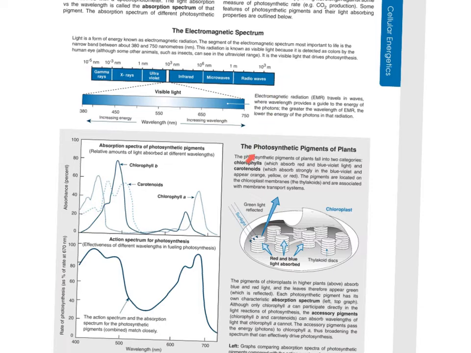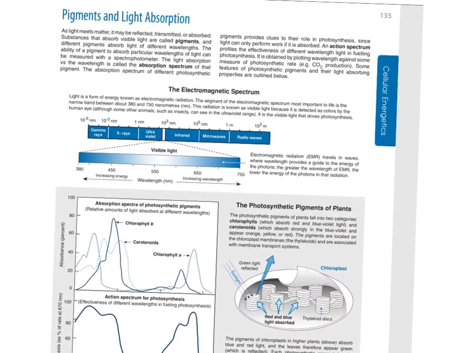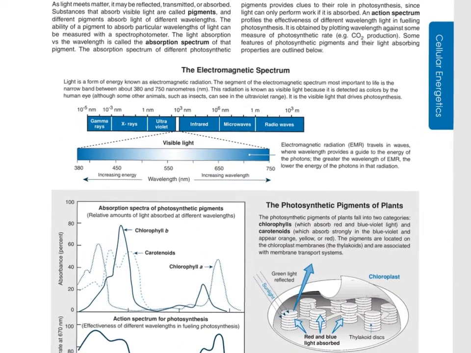All right, so pigments and light absorption. We've gone over this. I don't want to go over this again, but there it is. Just clearly, gamma rays, X-rays. Obviously, visible light is where photosynthesis is going to be happening. And what of these is the light that's not being used? Green. All right, green is not being used.